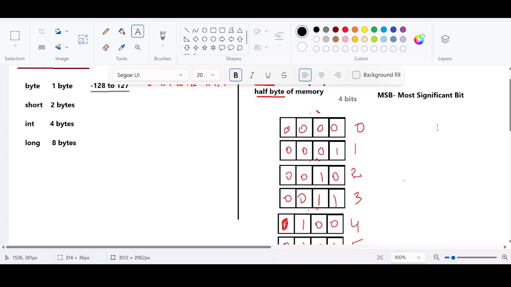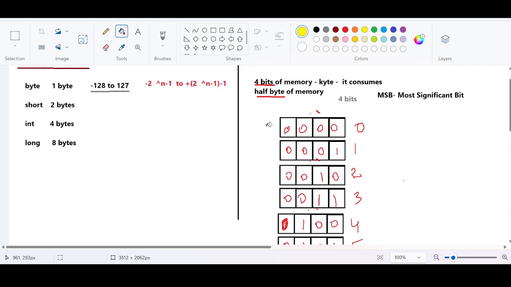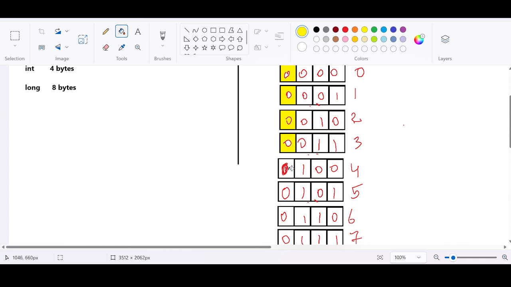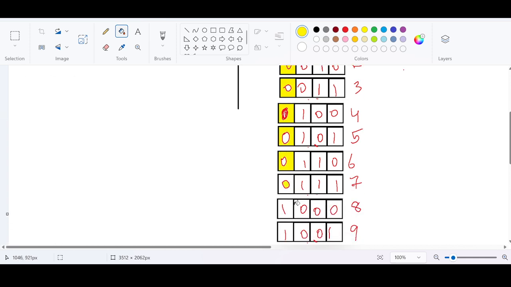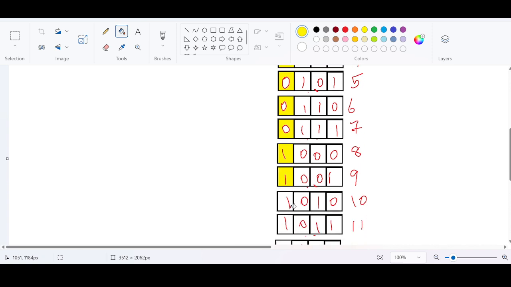Okay then. See, most significant bit. Just try to understand. You have 4 bits. The first space, the most leftmost bit, the extreme left bit, they usually reserve this area for the MSB. MSB stands for most significant bit. What is that most significant bit? That understanding we will try to find.